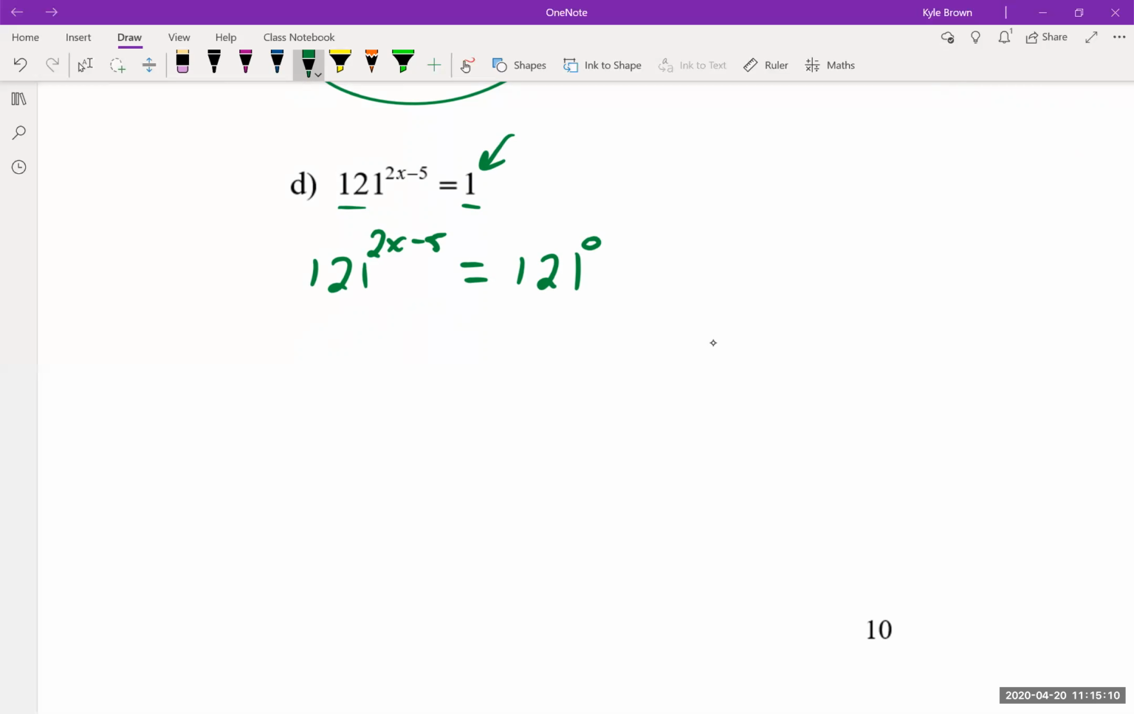So now we can say, okay, those are the same. So we can say 2x minus 5 must be equal to 0. Okay, well, this one's easy. 2x is equal to 5. Divide by 2, divide by 2. So x is equal to 5 over 2.